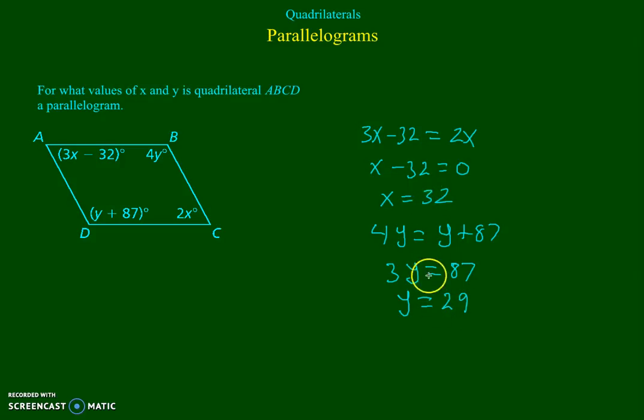Now we can cross-check this if we wanted to. We can plug this value into here, so this angle becomes 64 degrees. And if we put this into here, 4 times 29 is 116. 116 plus 64 is going to be 180. And that's what's required because these two angles are going to have to be consecutive angles. So we've got the right values. X is 32, y is 29.